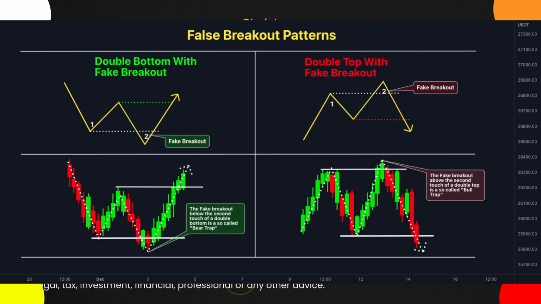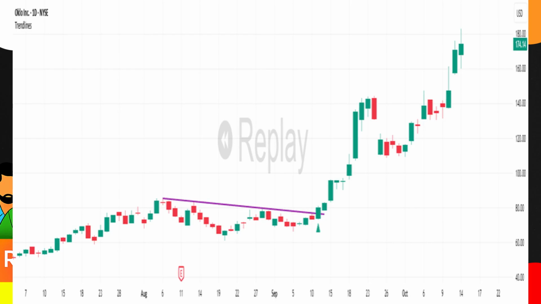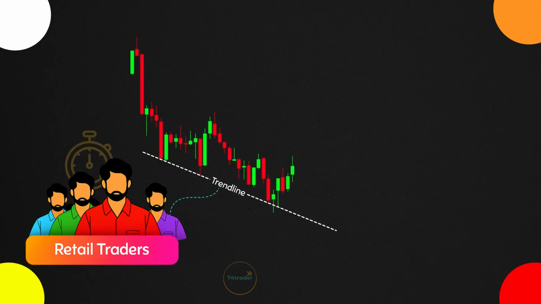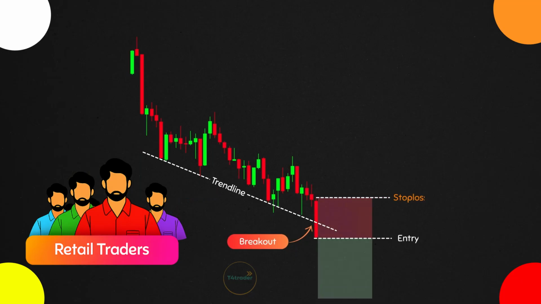Trendline breakout looks perfect, but traders still lose. Let me show you the hidden trap. Retail traders like you and me often draw trend lines on the chart, and as soon as the market breaks that trend line in any direction, we immediately enter a trade in the direction of the breakout. But after some time, the price reverses and hits our stop loss.